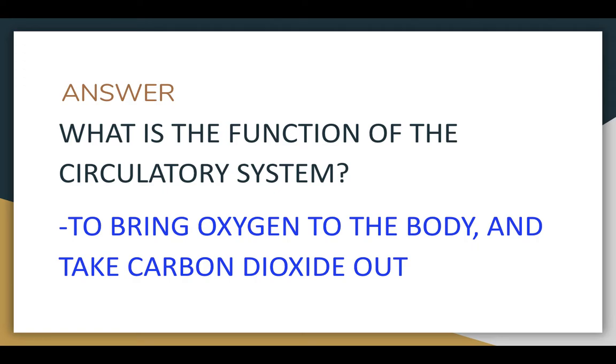So, they bring oxygen to the body, so to the muscles, our organs, things like that, and then they take the carbon dioxide out. Okay, and that should make sense to you because we breathe in oxygen. That oxygen then goes to the rest of our body. And then when we breathe out, we're breathing out carbon dioxide. So we're getting rid of that carbon dioxide that the circulatory system is bringing out.